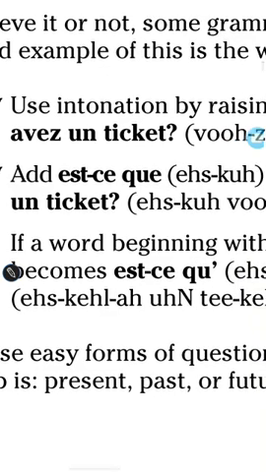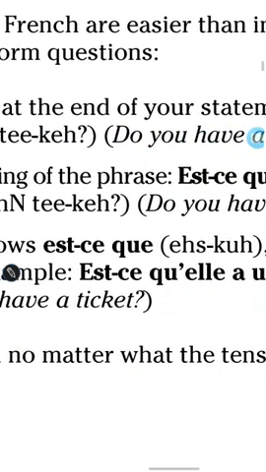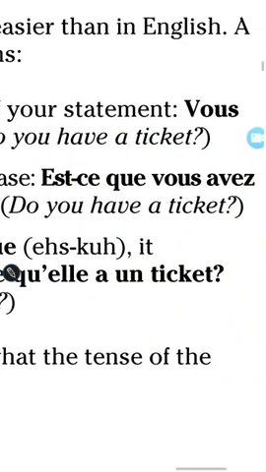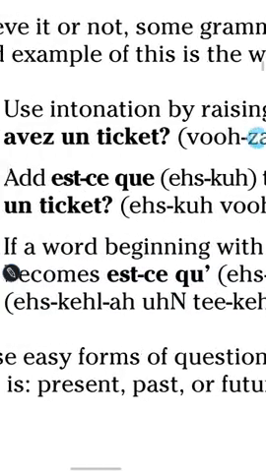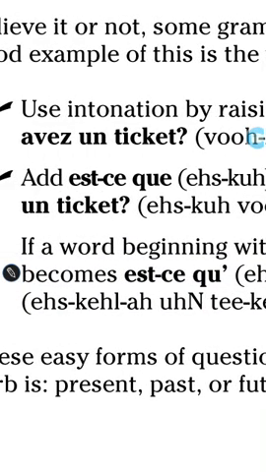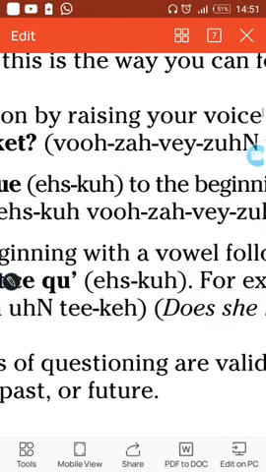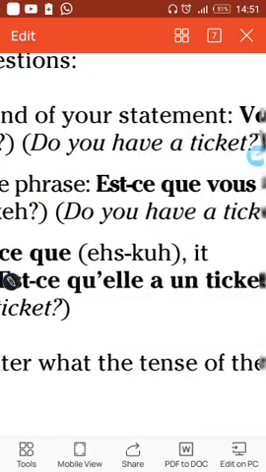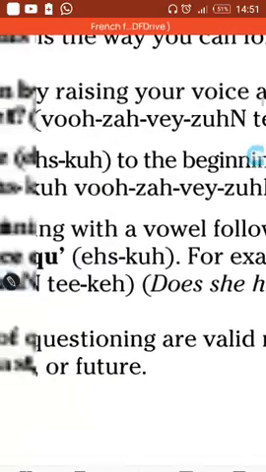What they are saying is that this L starts with a vowel, and we know that est-ce que has an E at the end. That E, you remove, because the rule says that two vowels will not follow each other. So we remove the E of que and replace it with an apostrophe.